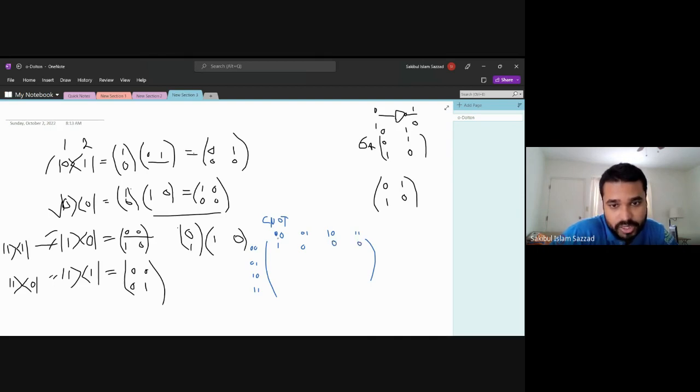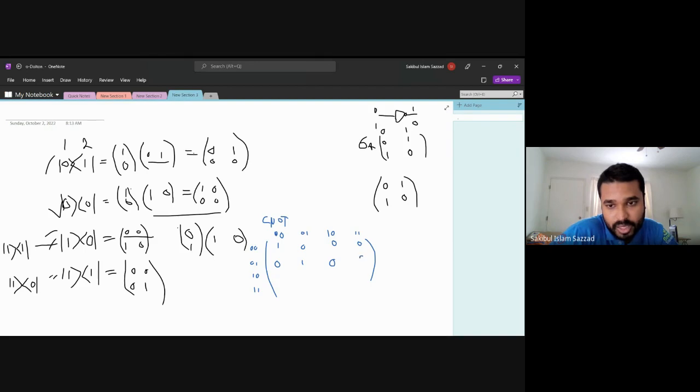Now if the input is 00, there is no way to get output 01. So here I will also write 0. If the input is 01, the output for the CNOT gate will also be 01. So that's why I will write 1 in here. And for the 10 input, there is no way to get 01. So I will write 0 in here.